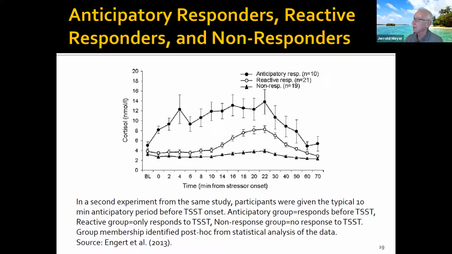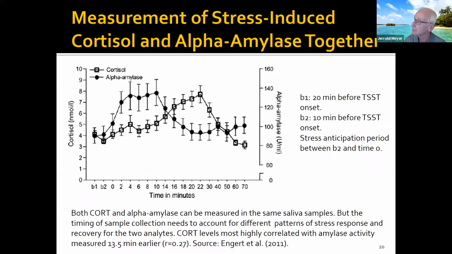Okay, so this one I'm just going to skip over. It just shows that there are different, what they call reactive responders as opposed to anticipatory responders and non-responders. I'm going to skip over this one so we can keep things moving along here. All right, this is important.